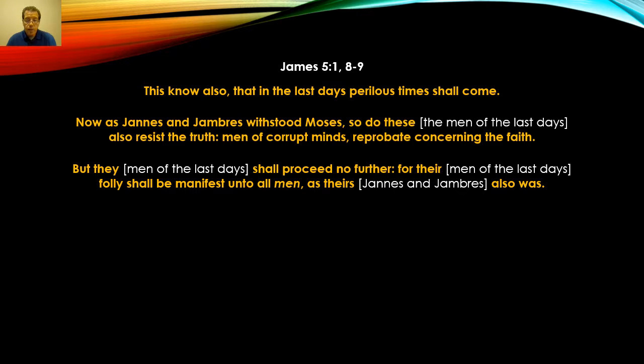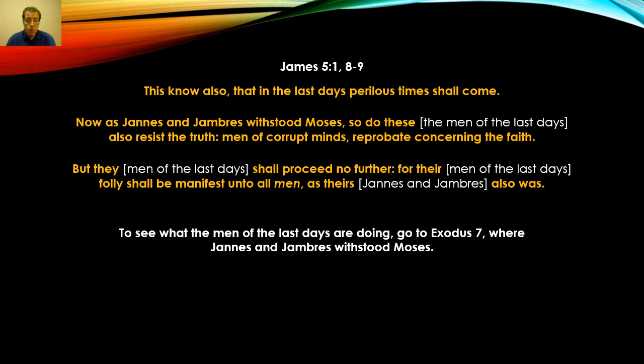So the men of the last days will do like Jannes and Jambres withstanding Moses, only they will resist the truth. Not Moses, they will resist the truth. And they will proceed no further than the magicians of Egypt did, and their end will be the same as the magicians of Egypt. So we should look at Exodus to see this pattern, since the last days is clearly like it. So we go back to Exodus 7, where Jannes and Jambres withstood Moses.